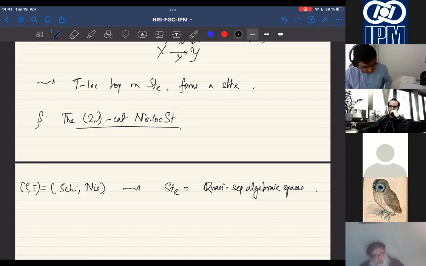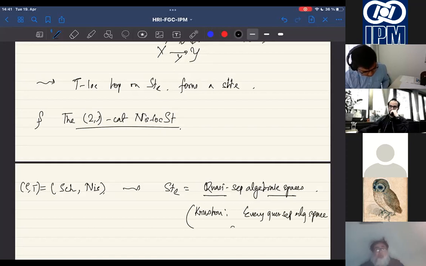Well, for algebraic spaces, I can consider STC to be algebraic spaces. This is due to Knutson, that every quasi-separated algebraic space admits a Nisnevich cover. So you can consider such quasi-separated algebraic spaces, and they already have a Nisnevich cover. So this is a candidate that we can take as STC, which satisfies all these conditions.